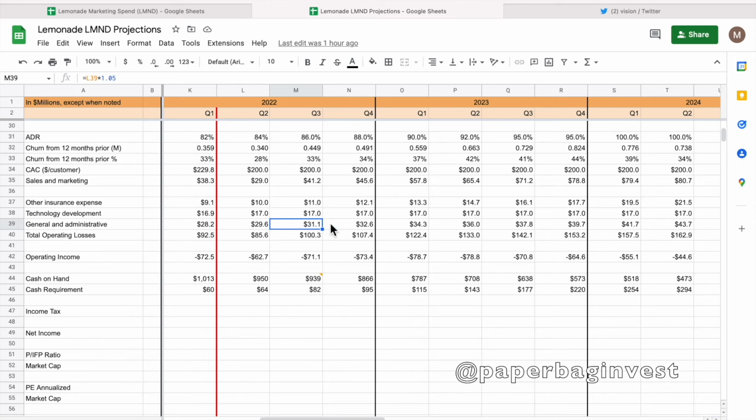And as Lemonade rolls out more big-ticket products, especially like Lemonade Car, in theory your in-force premium and all your premiums and your revenue should grow much, much faster than your general administration expenses. So that's at least one projection I've done right now. Then you get your total operating expenses, just the sum again of all your operating expenses.